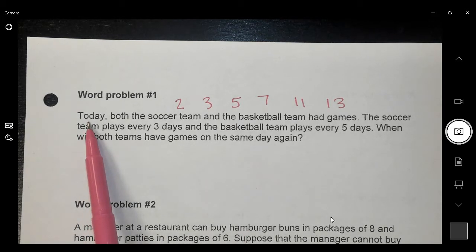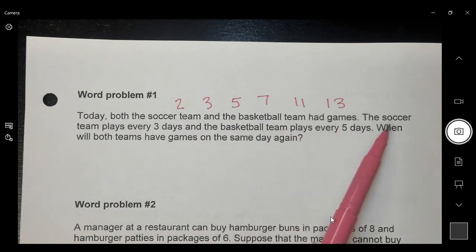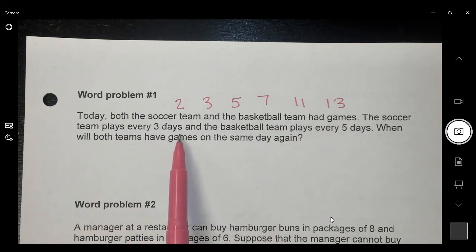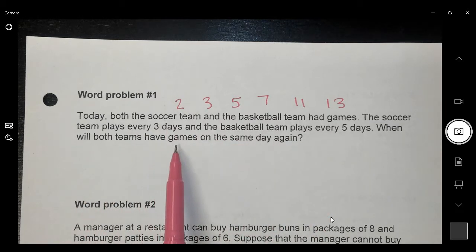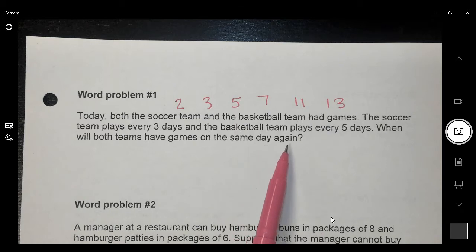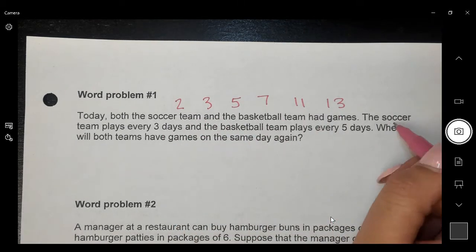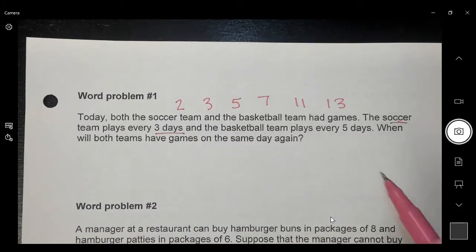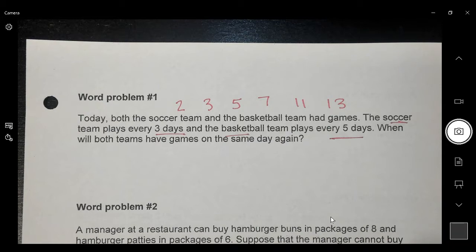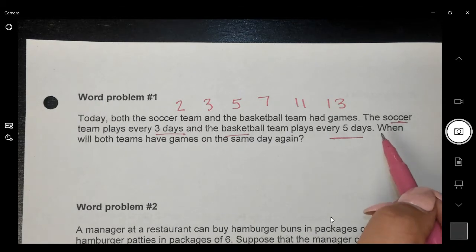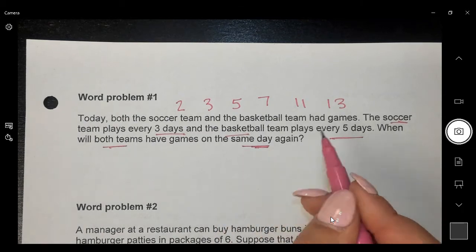So word problem number 1 says, today both the soccer team and the basketball team had games. The soccer team plays every 3 days and the basketball team plays every 5 days. When will both teams have games on the same day again? The keys here, without the fluff, are that the soccer team plays every 3 days and the basketball team plays every 5 days. The question is, when will both teams play on the same day?